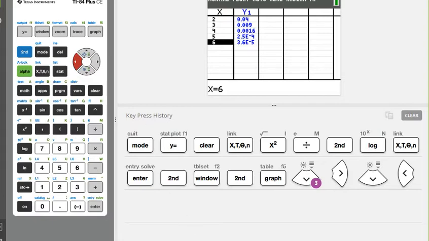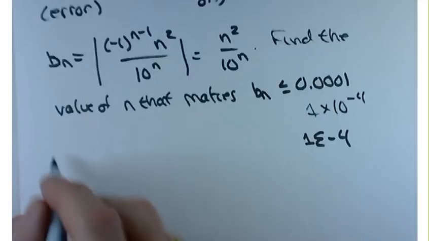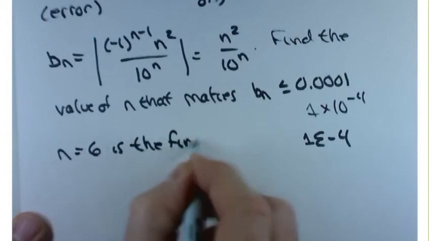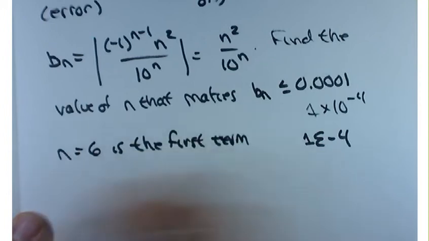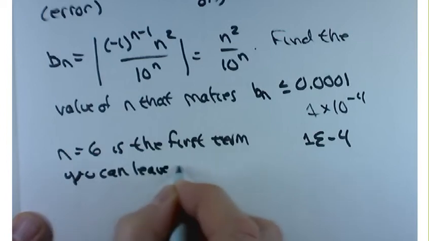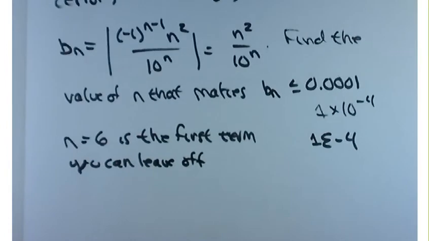So n equals 6 is the first term you can leave off. And that means that your series will be within 1/10,000th of the actual value if you use the first 5 terms. So let's do that a couple different ways.